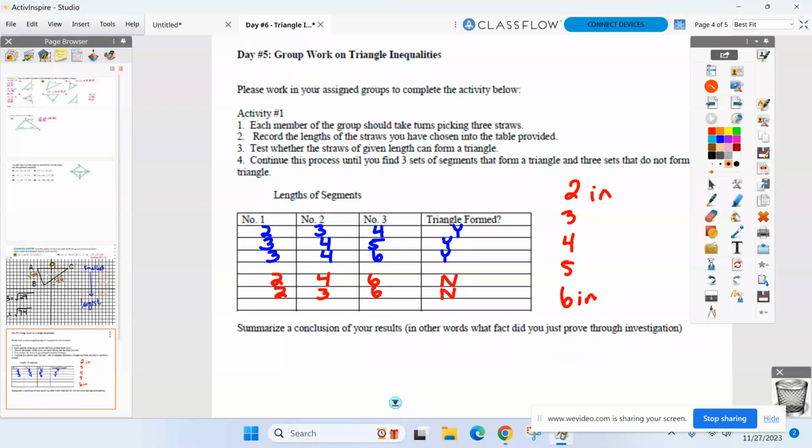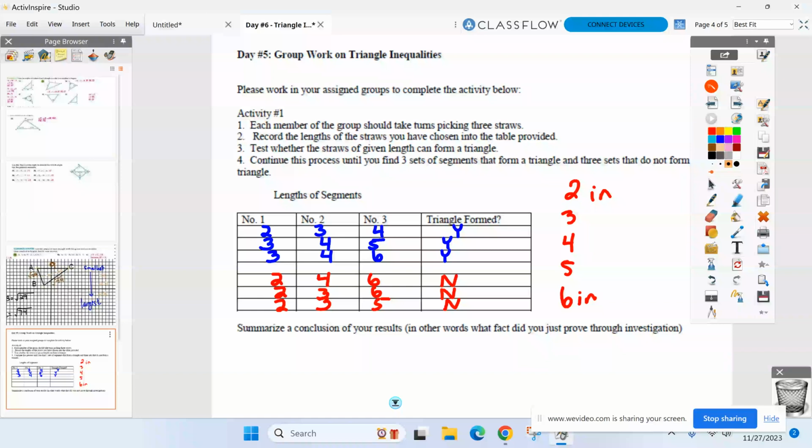I don't know where you put this one, but I'm just going to add this up here as a third one. 2, 3, 5 should not have worked either. 2, 3, 5 was a no. I don't know if anybody had that in the yes category, but that was a no. All right, so we have a pattern here. There is a rule the sides must follow in order to form an actual triangle. As you can see, just by these 3 sets, not all numbers work.